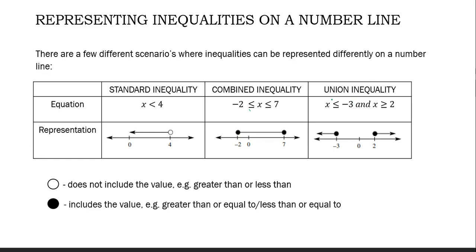Union inequality means you can have two different inequalities happening. It's basically the same as this, but with two of them on the same number line. Again, watch out for the circles and how you draw them. If it's equal to, then you need to color in your circle. If it's just a normal one like this, then leave your circle blank.